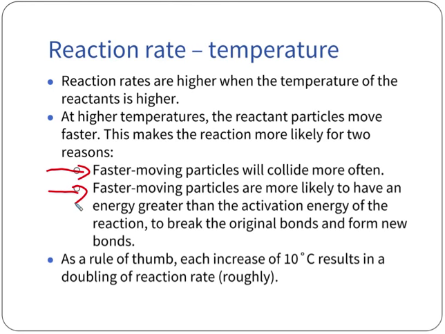We can say, as a general rule of thumb, that each increase of about 10 degrees Celsius results in a rough doubling of the reaction rate. So if you have something at room temperature, somewhere in the neighborhood of about 20 degrees Celsius, and you increase that temperature to 30 degrees Celsius, you've probably doubled that reaction rate. You increase it from 20 to 40, it's 4 times larger. 20 to 50, it's an 8 times higher reaction rate. Reaction rates are very, very sensitive to temperature.